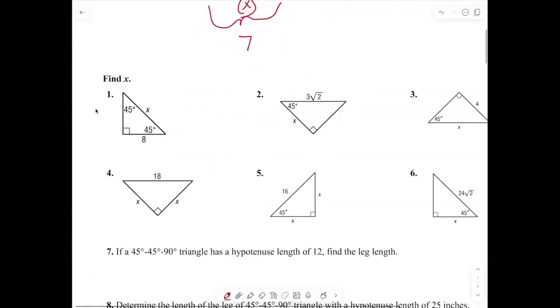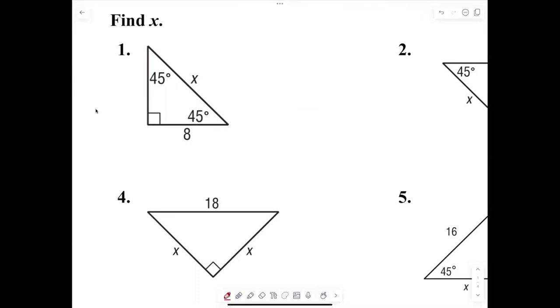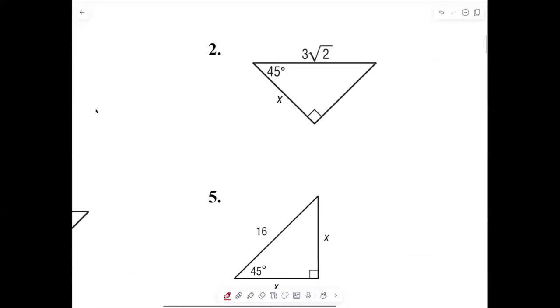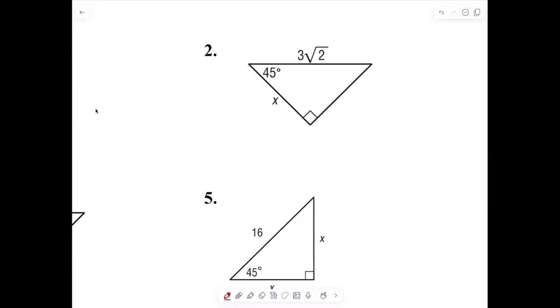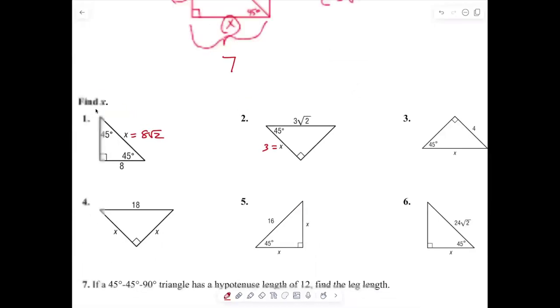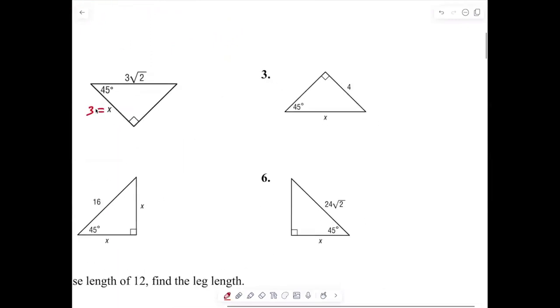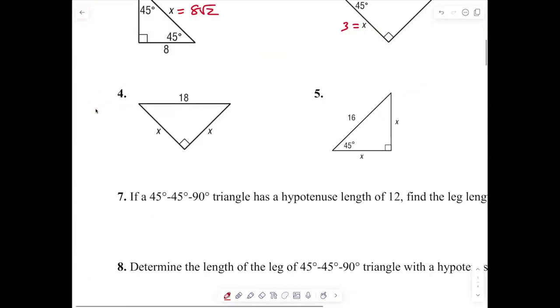So now I'm going to look down here at number 1. What is X? That's embarrassingly easy. Like I said, for whatever reason, people find that hard. Number 2, what is X? 3. Wow, pretty impressive. See how smart we are? Number 3, what's that? 4 radical 2. We are great. Number 4.